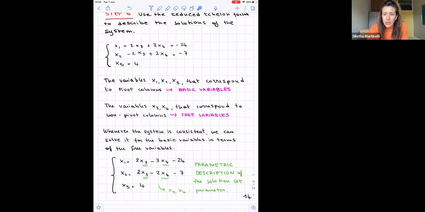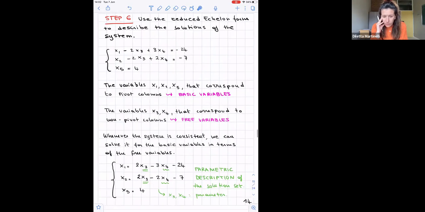So let me stop. This is basically the conclusion. We arrived at the end of our algorithm, and we can now express the solution in terms of the basic variables. Any questions? Is it clear what we are doing? Clear. Okay.